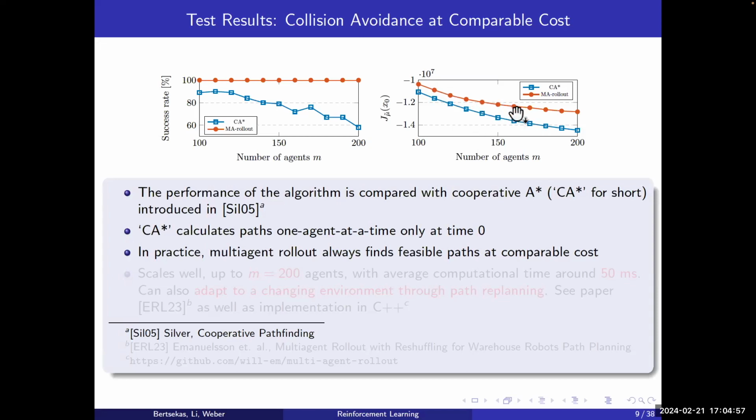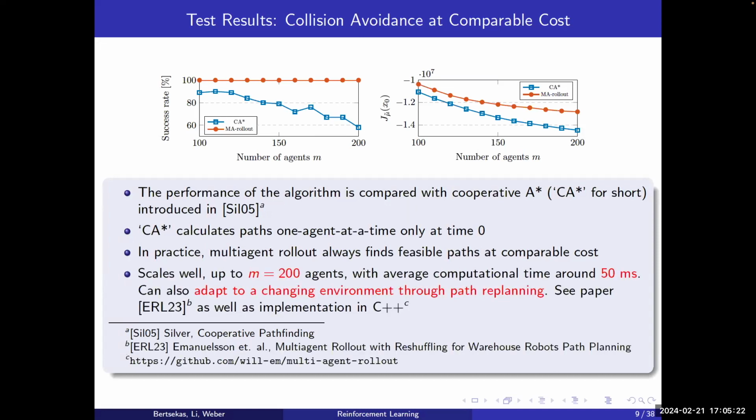And this is the average cost of multi-agent rollout and cooperative A star among the feasible ones. So remember, for cooperative A star, when the number of agents grows to around 200, there's only about a 60% success rate, whereas multi-agent rollout always succeeds in our tests. Explain this figure on the left. The one method succeeds 100% of the time, right? The other one, a lot lower. What are these blue squares and red squares?